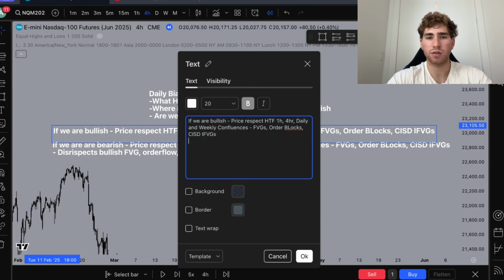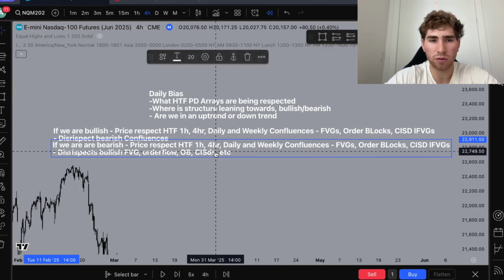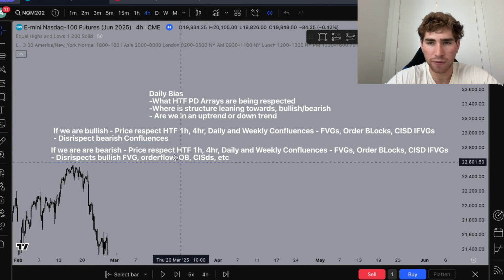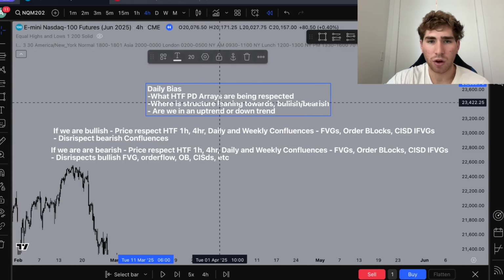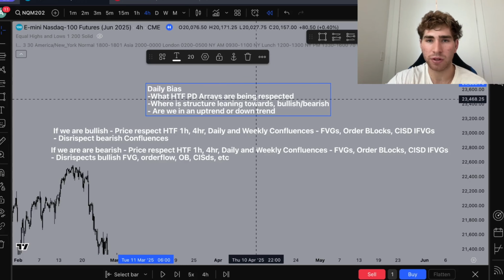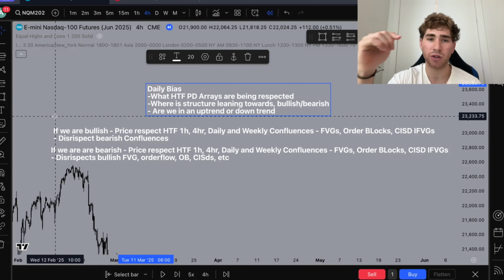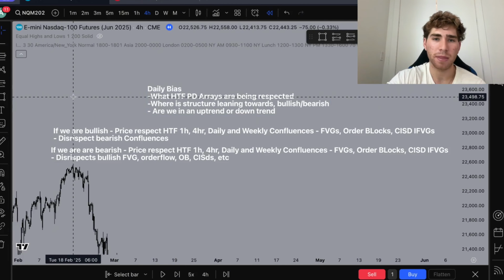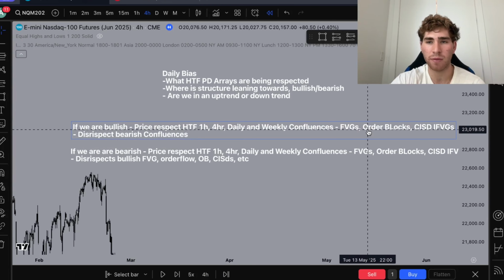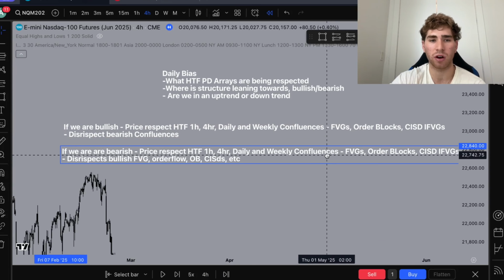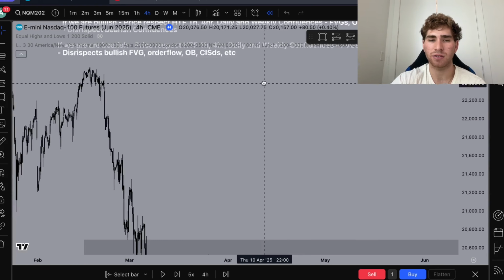We always need double confirmation, right? And disrespect bearish order flow confluences. So we always want kind of a double confirmation, right? So high time frame PD arrays are being respected while opposing PD arrays are being disrespected, right? Always trade with the trend. If we are bearish on the higher time frame, please look for shorts, don't look for longs. And sometimes you will win.